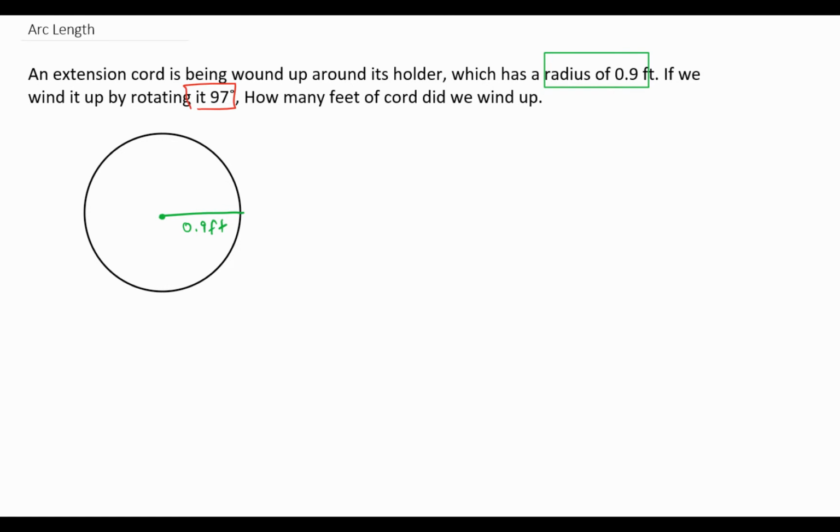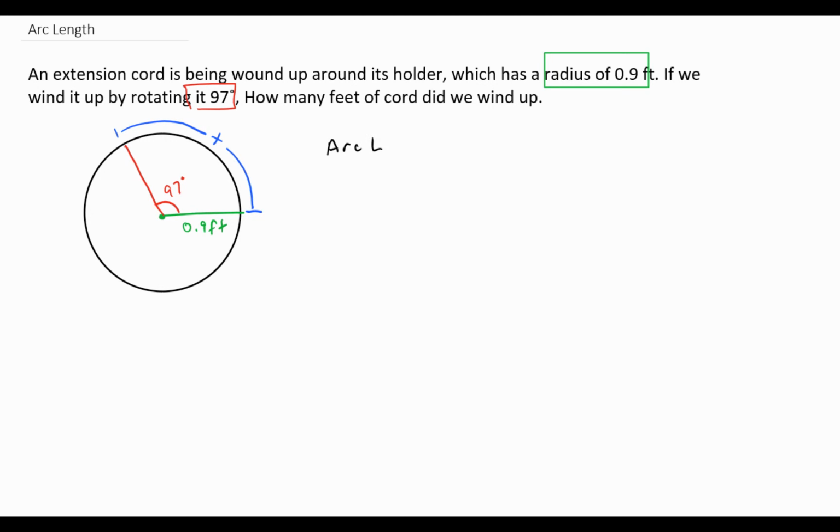So let's go ahead and get an angle in there that's about 97 degrees. Not quite 97, it's a little more, but it doesn't have to be to scale. And they want to know how many feet we wound up. Well, that's just going to be this length right here. Well, what is x related to in this circle? Well, it seems like it's a piece of the circumference. So if we can just figure out how much of the circumference, we should be good to go.